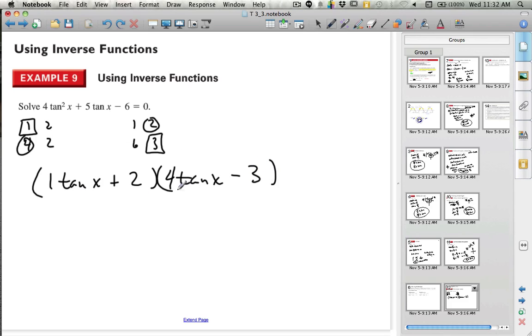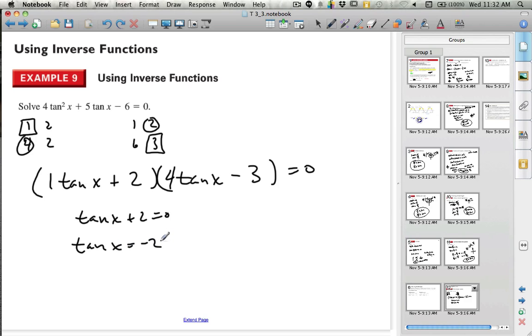So I'll get minus 3. I'll get plus 8 tangent, and I'll get minus 3. That will lead to plus 5. And this all equals 0. So I'm going to set each of these things to be equal to 0. Tangent of x plus 2 equal to 0. And as I go through and solve it, tangent of x equals negative 2.